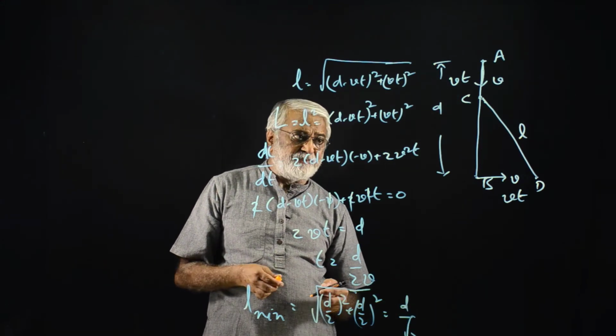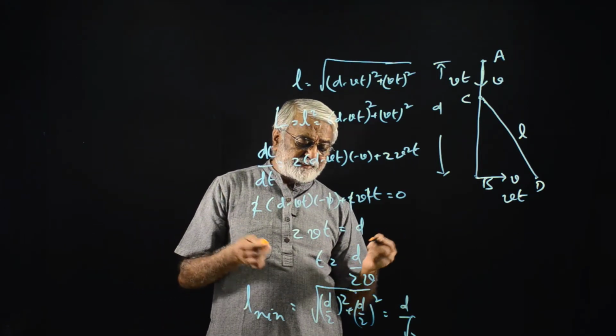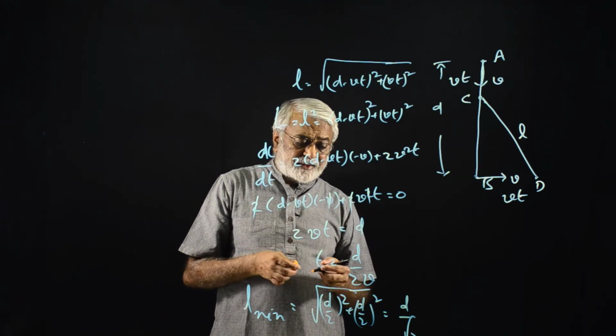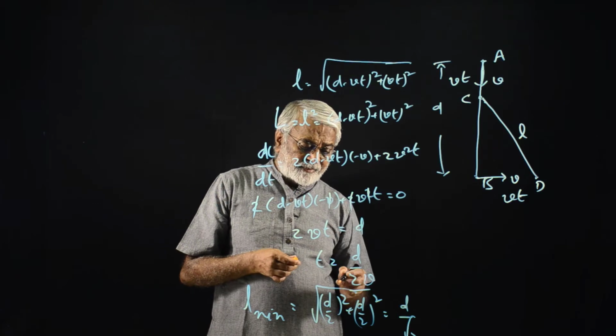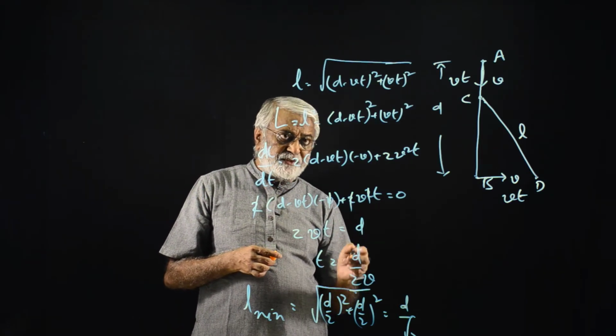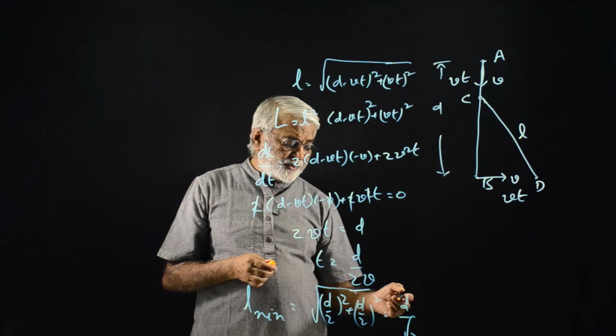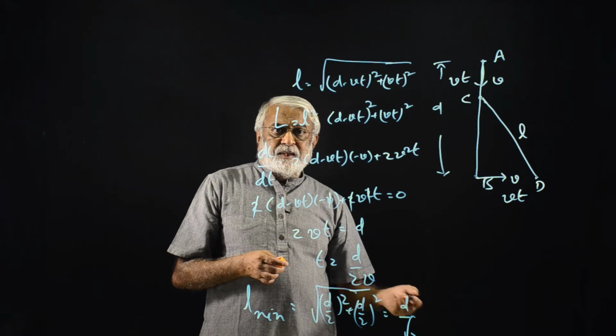So simple enough, we found when the distance will be minimum and what's the time when they'll be at minimum distance. This is 10 kilometers and this is 10 kilometers per hour, so this will be half an hour. So that's one way of solving. The minimum distance is D by root 2, which is 10 by root 2 kilometers.